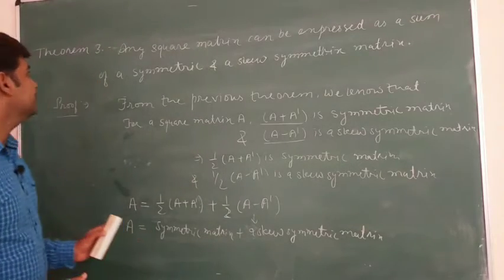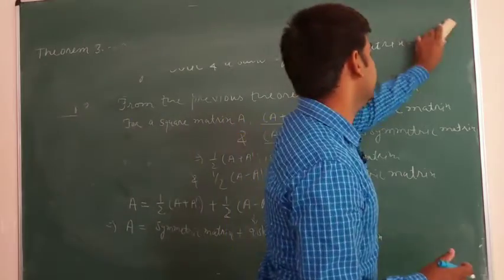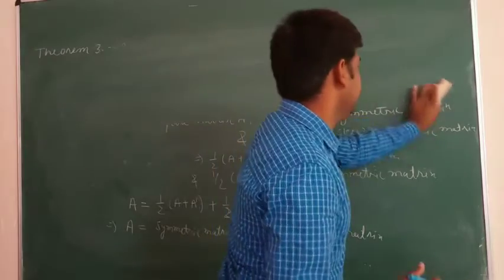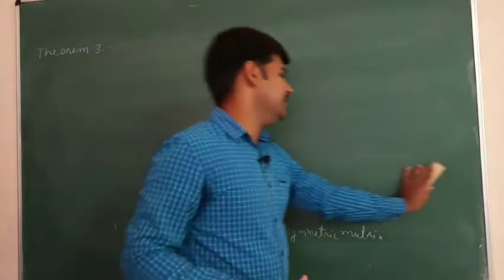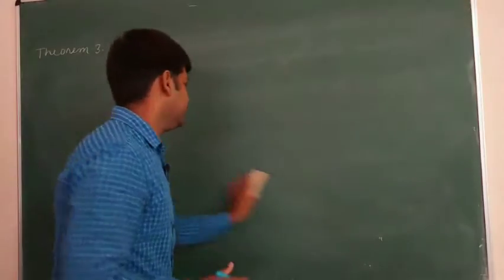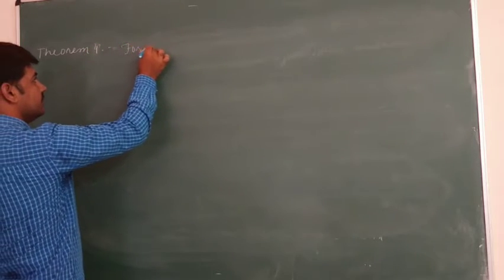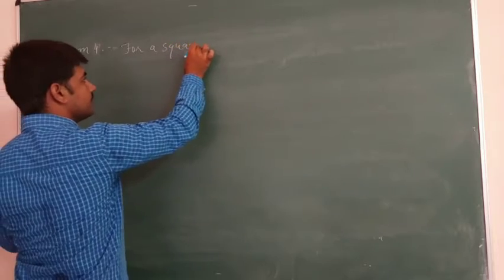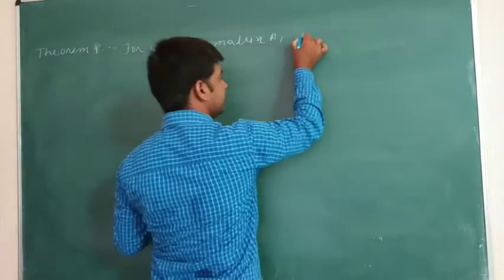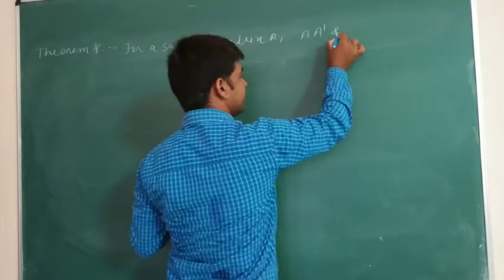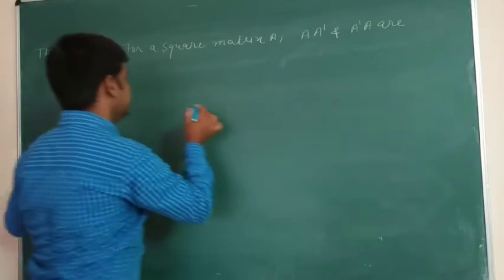So the next theorem, theorem number 4, we are going to study, students, is: for a square matrix A, AA dash and A dash A are symmetric matrices. Here I am writing the statement of theorem number 4. For a square matrix A, A A dash and A dash A are symmetric matrices.